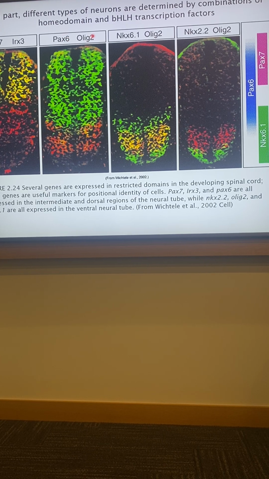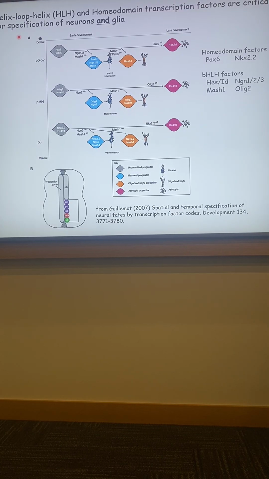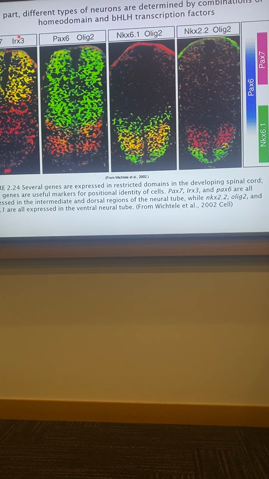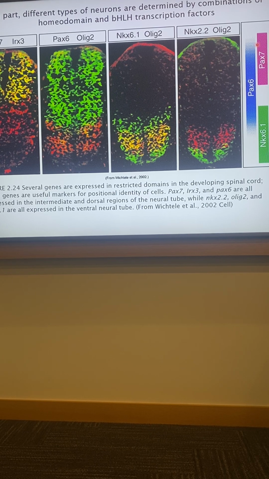OLIG2 is a BHLH factor that tends to persist. I should point out too, these neurogenic BHLH factors tend to be transient. So they'll go up, you'll get a neuron, and then they'll go away, and then these homeodomain factors take over to stabilize the phenotype. So, clearly what you can see here is that there are gradients in patterns of expression.